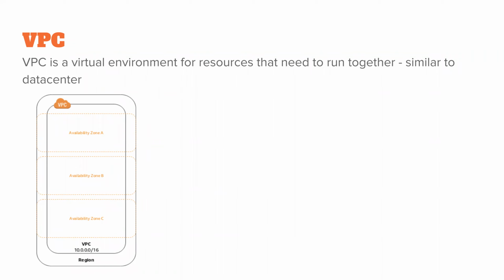Virginia has 6 availability zones, it's the biggest. If availability zone A goes down, B will most likely be up. If B goes down, C will most likely be up. So the availability zones are helping you. You have to spread your applications between A, B, and C.